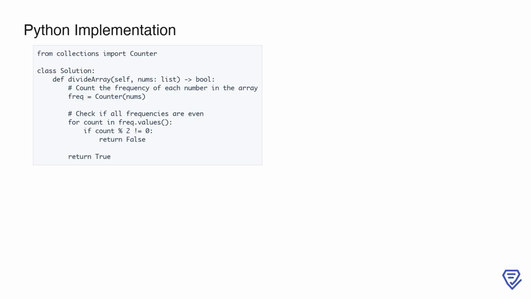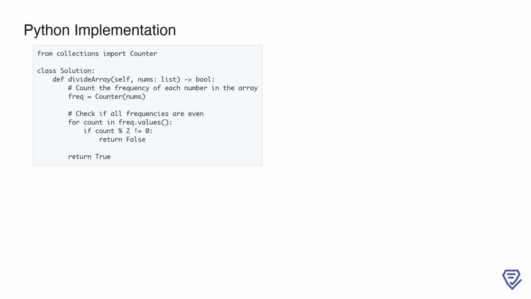3. Checking pair formation. The code iterates through the values in the frequency object, i.e., the counts of each element. If any count is odd, it returns false immediately because it's impossible to form pairs with an odd number of elements. For instance, if an element appears 3 times, one of those occurrences cannot be paired with another. For returning true, if the loop completes without finding any odd counts, the function returns true. This means all elements in the array have even frequencies, allowing the array to be divided into pairs.